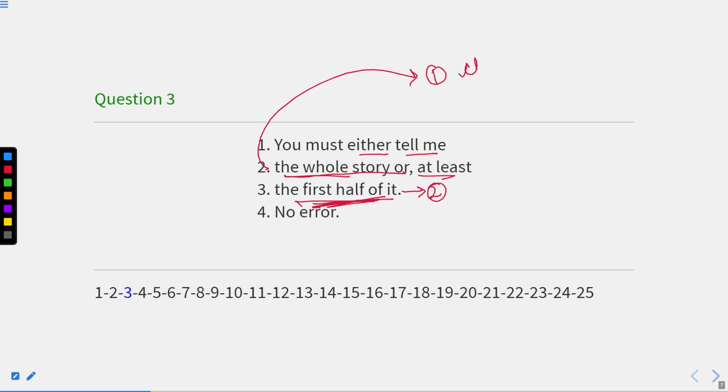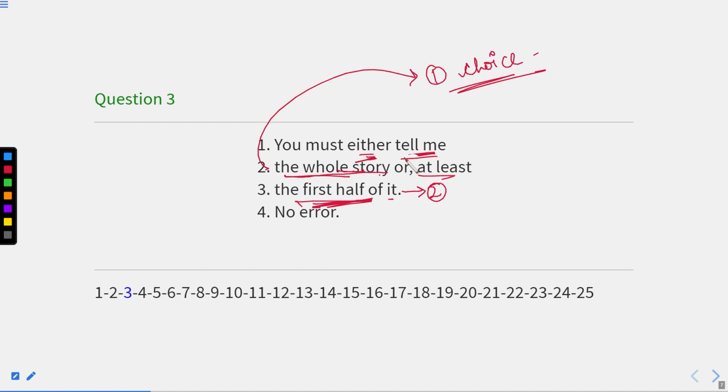Okay, this is the first choice. But what we have done, we have used either before this "tell me". Now, is this "tell me" the choice? No. Actually, "tell me" is actually the requirement. You have to tell me what? Either the whole story, or at least the first half of it. It means these two are the choices, not "tell me".